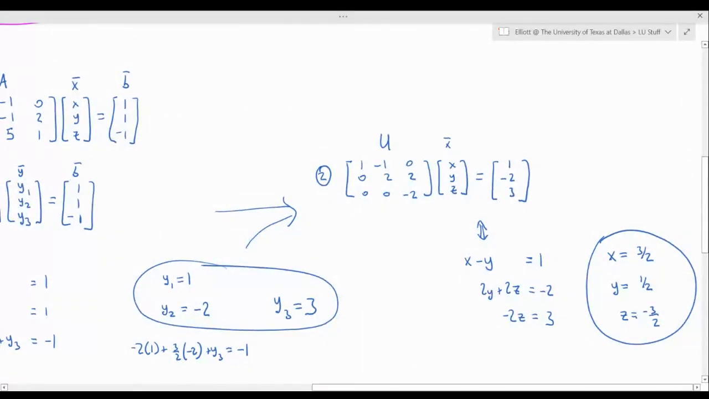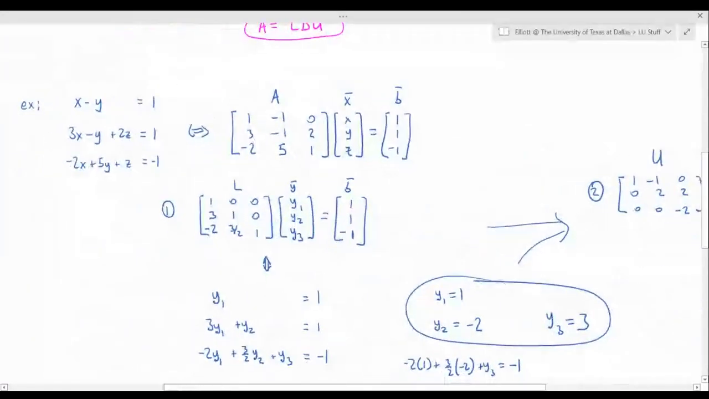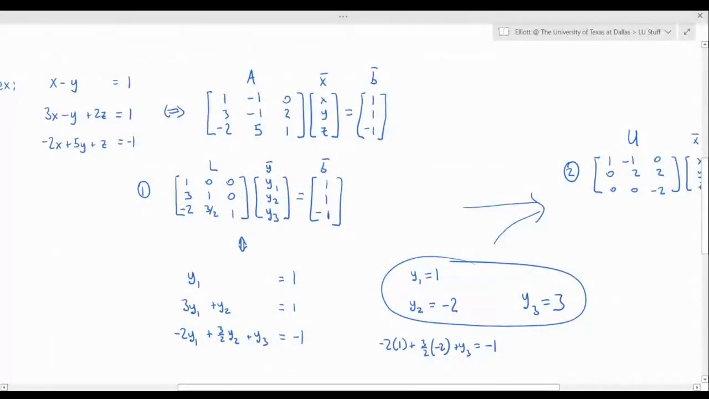All right, so any questions on how we solved the system of equations using the LU factorization?